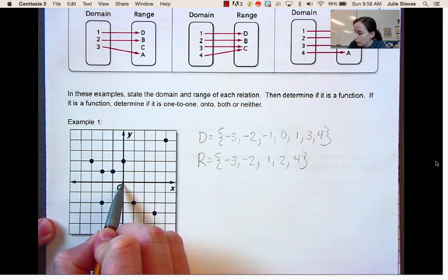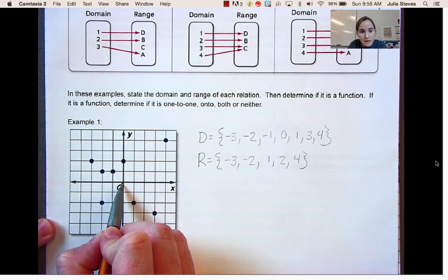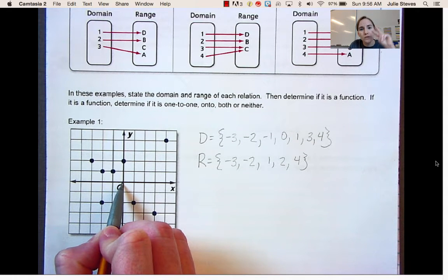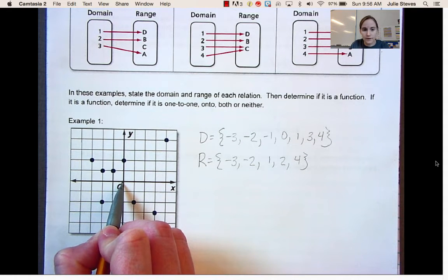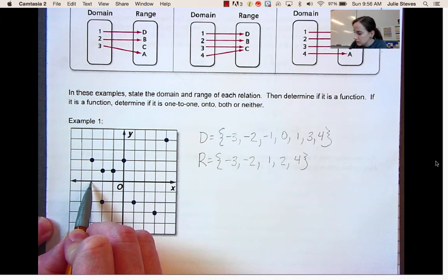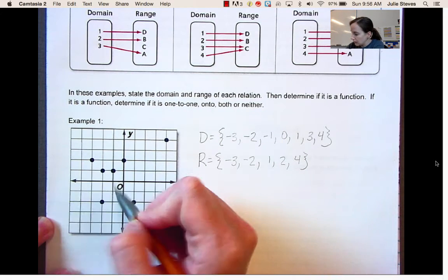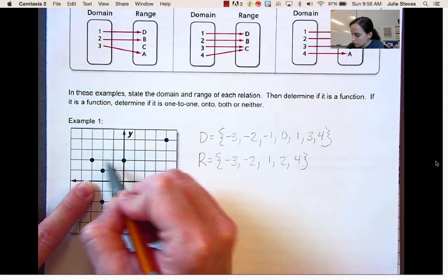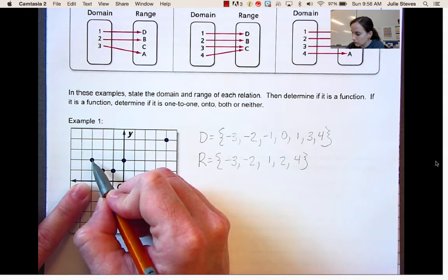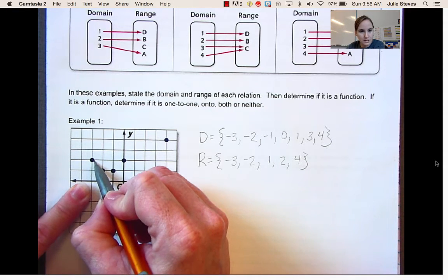And as you go across looking at those x values, if you have an x value that gives 2 different y values, then it's not a function. So when I look at this x value of -3, I only have one output, and that would give me an output up at 2. So at -3, 2, that's the only point that's placed.